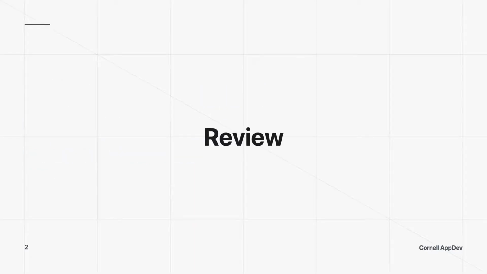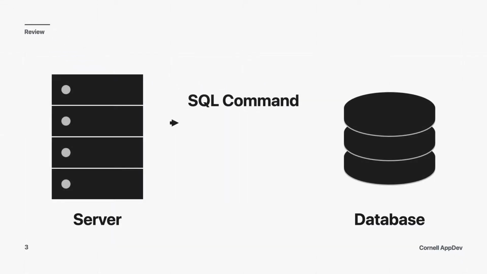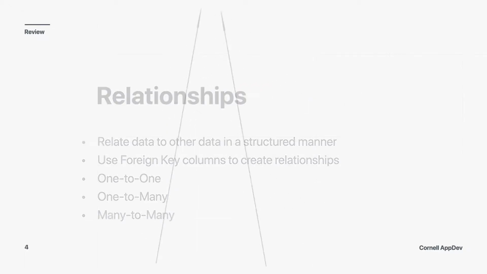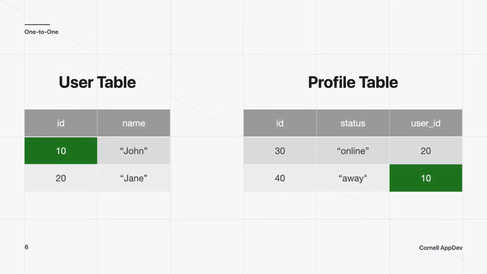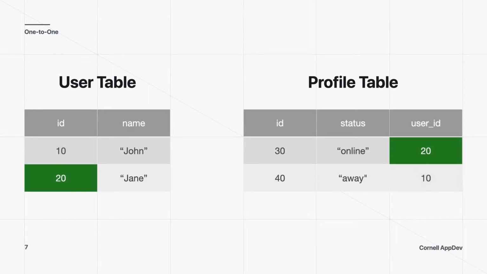Before we do that, let's do some review. So we learned that our server could talk to a database via something called SQL commands. We talked about relationships like one-to-one, one-to-many, and many-to-many, and how you can relate different types of data with something called a foreign key. So here's our one-to-one example where you have one user to one profile and vice versa.